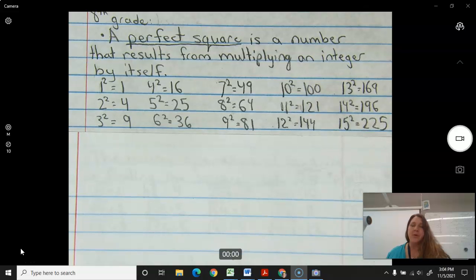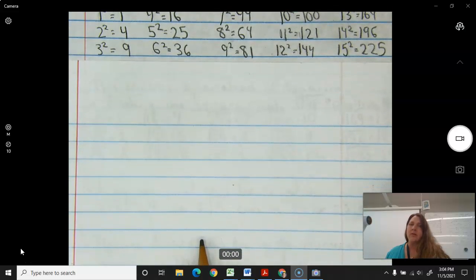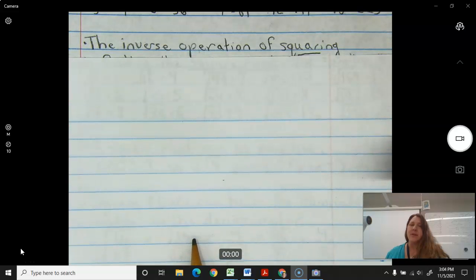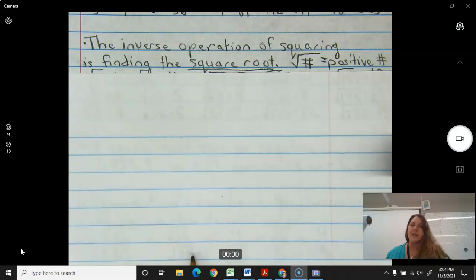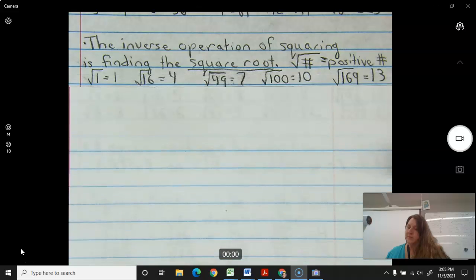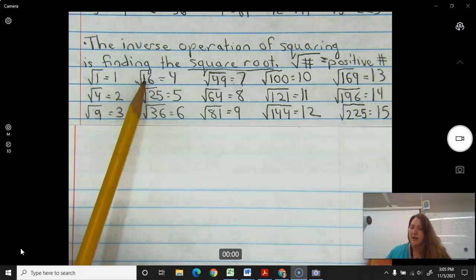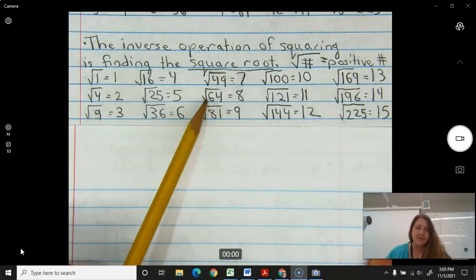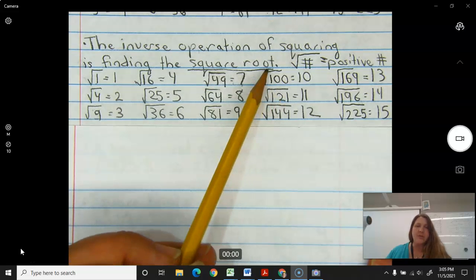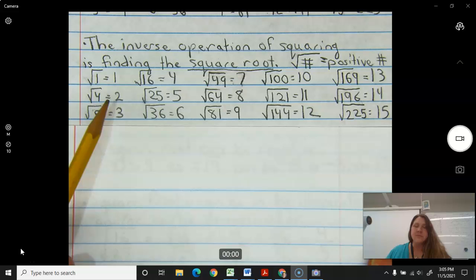So given perfect squares, you still come back to, what is a square root? Well, the inverse operation of squaring is finding the square root, given it is positive. So we had all of our perfect squares, 1, 4, 9, 16, 25, 36, 49, and so on. All these numbers underneath this square root or radical sign are perfect squares.